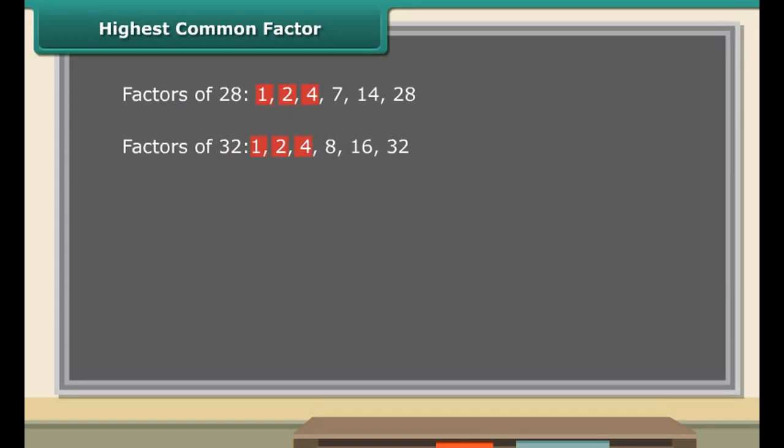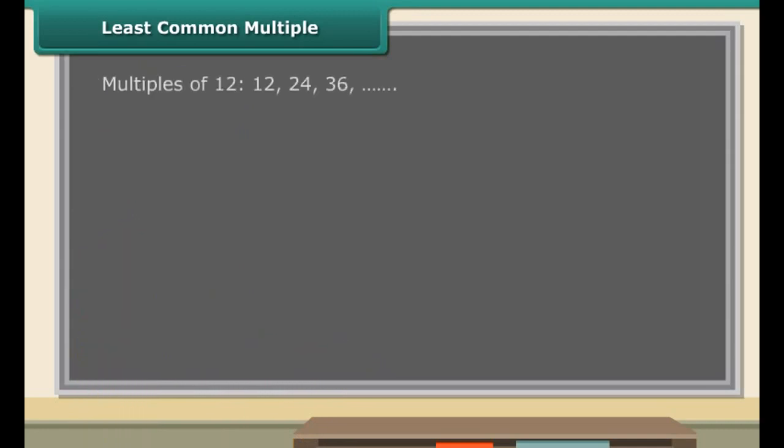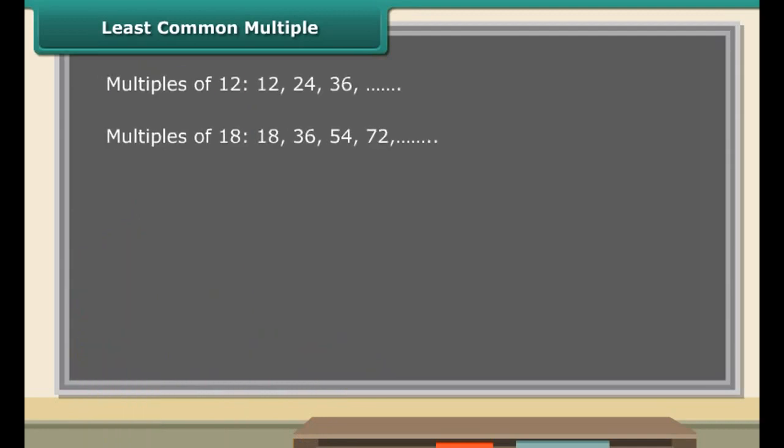Now that you know what common factors are, let us find the highest common factor of two numbers. Consider two numbers, 28 and 32. The factors of 28 are 1, 2, 4, 7, 14 and 28. The factors of 32 are 1, 2, 4, 8, 16 and 32. The common factors are 1, 2 and 4. It is clear that the highest common factor among these numbers is 4. Therefore, the highest common factor HCF of two or more given numbers is the highest or greatest of their common factors. It is also known as greatest common divisor or GCD.